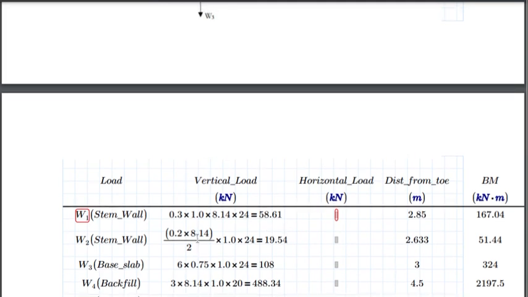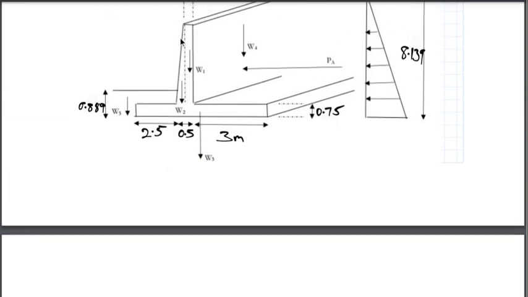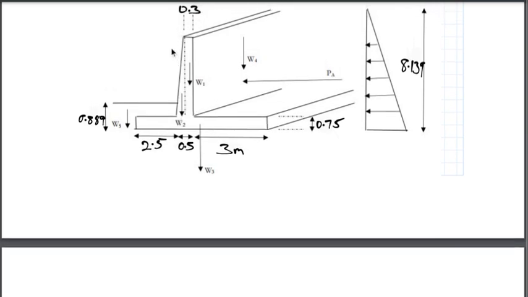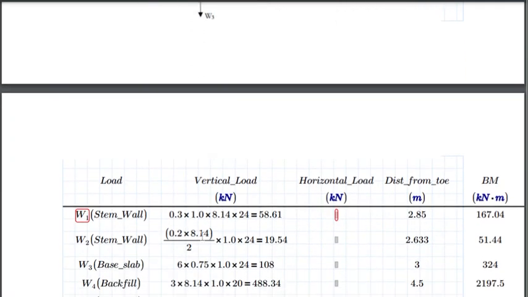Same thing goes with this. We are taking the area of the triangular section of the stem, and the formula for the area of a triangle is half base times height. So the base is 0.5 minus 0.3, sorry, removing 300 we have 200, which is 0.2 meter. So 0.2 multiplied by the height divided by 2, that's half base times height, then times the 1 meter times 2.24, which is the concrete density.